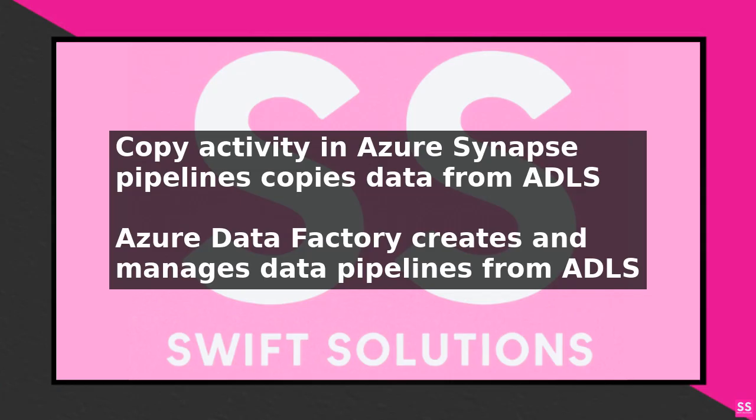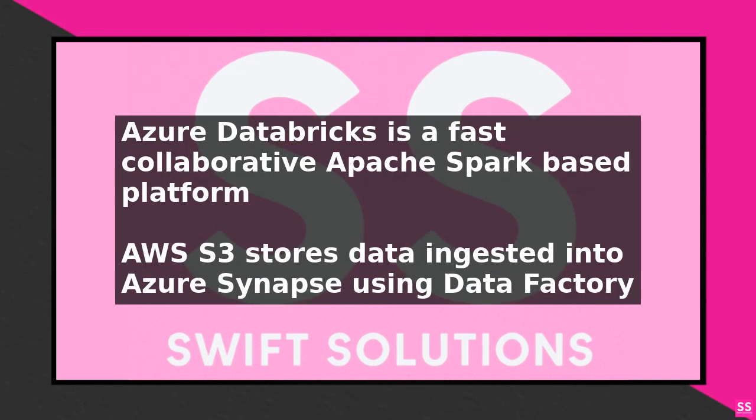Now let us compare Azure Synapse Ingestion from ADLS versus alternatives. One alternative is using Azure Databricks to ingest data into Azure Synapse. Azure Databricks is a fast and collaborative Apache Spark-based analytics platform that allows you to process large amounts of data. Another alternative is using AWS S3 to store data and then ingesting it into Azure Synapse using Azure Data Factory.